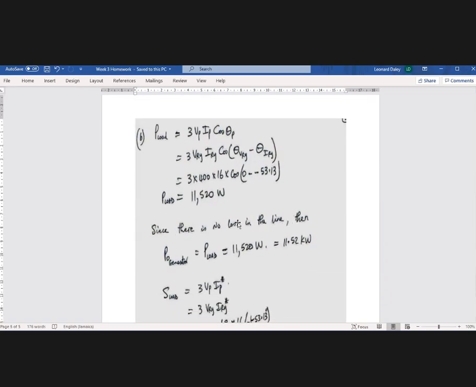All right. So since there are no losses in the line, then the output of the generator is equal to the load demand, equal to 11.52 kilowatts.